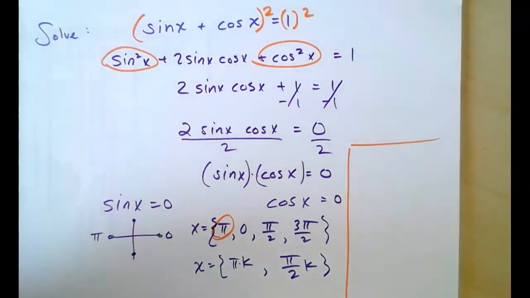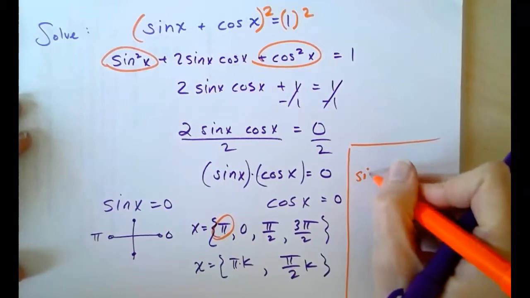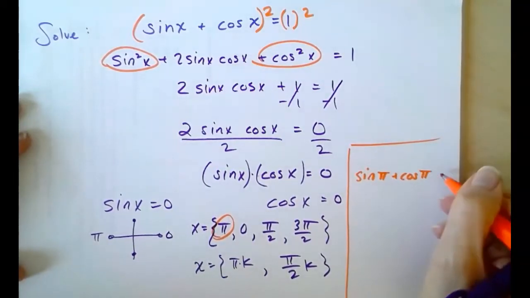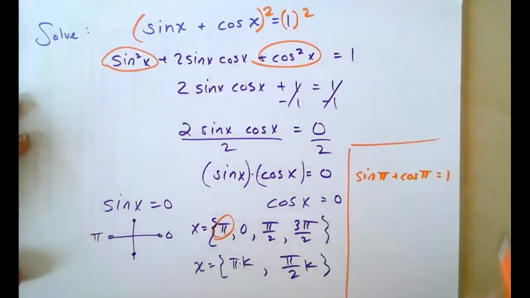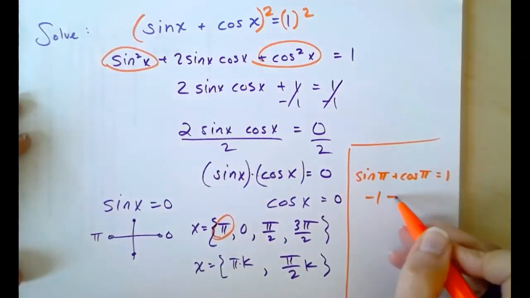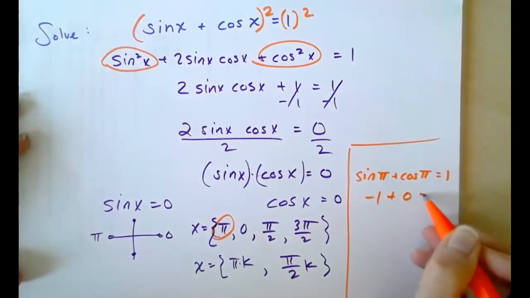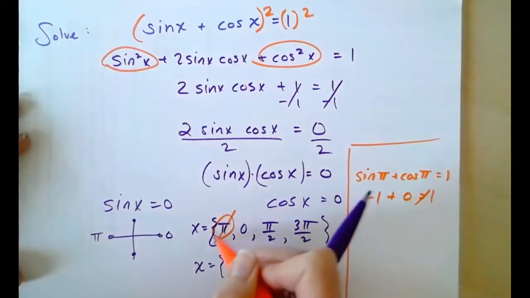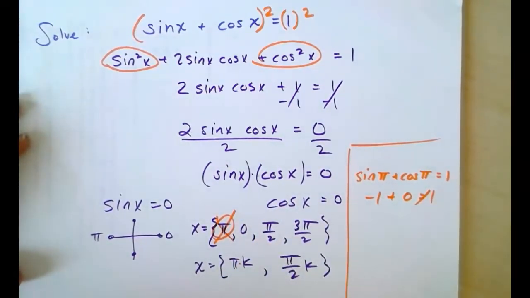So, all right, is the sine of pi plus the cosine of pi equal to positive 1? The sine at pi is 0, and the cosine at pi is negative 1. So is this a true statement? No, it is not. Get rid of pi.